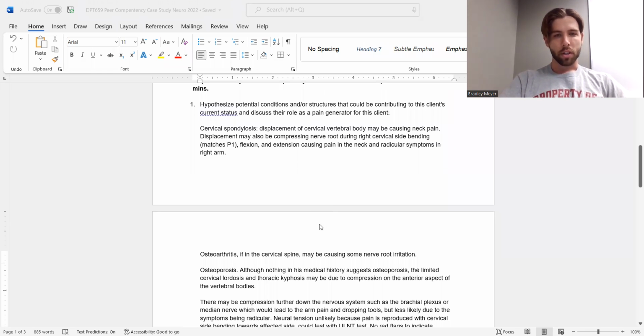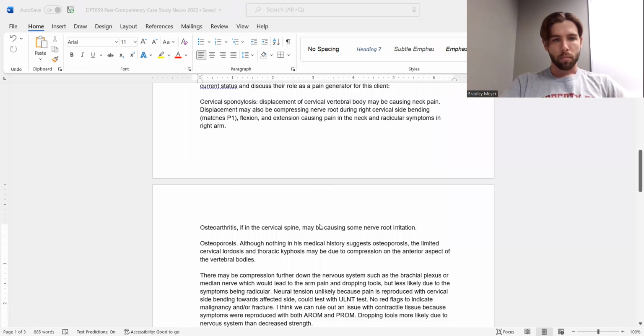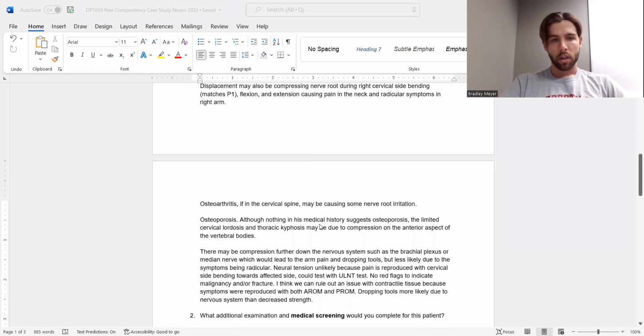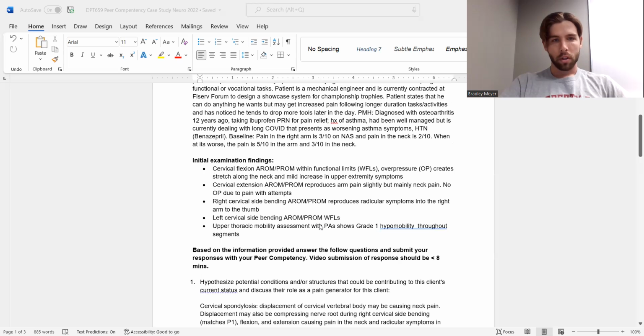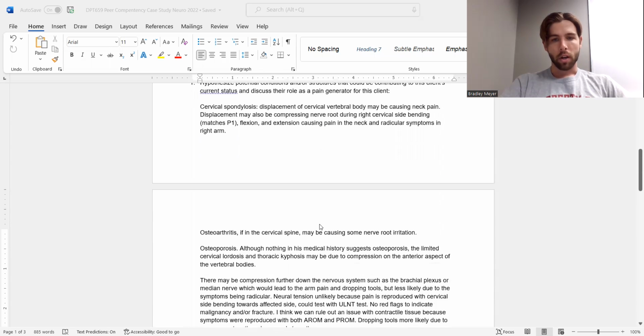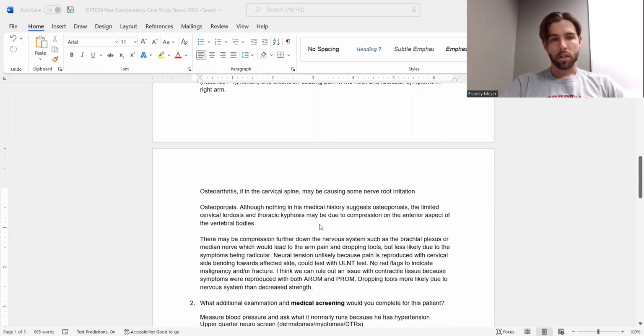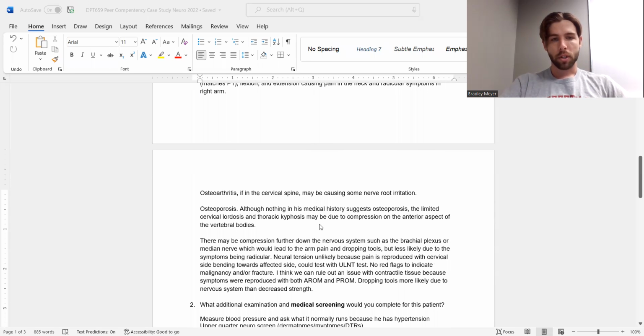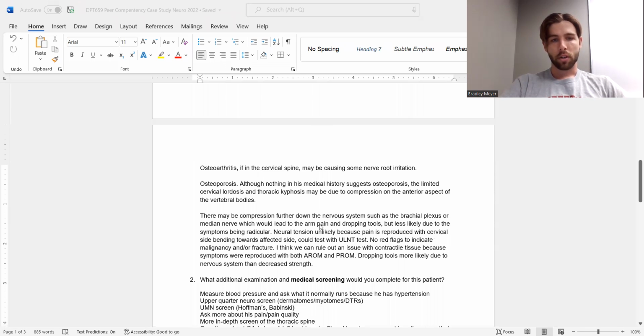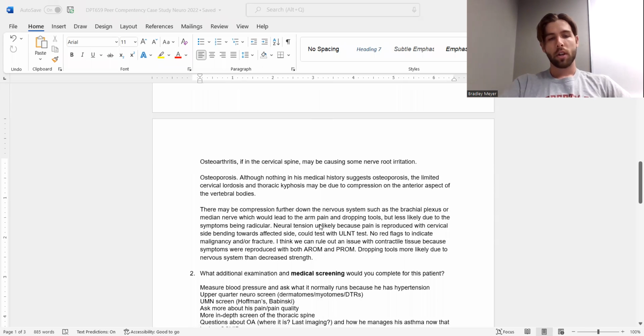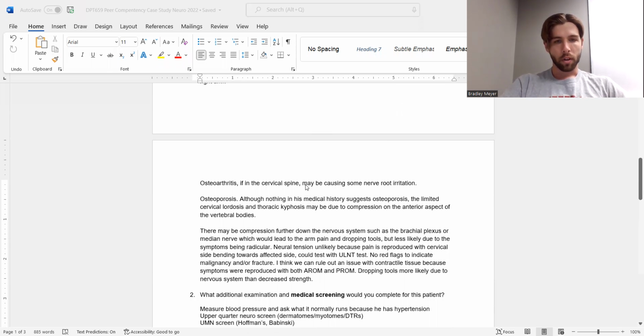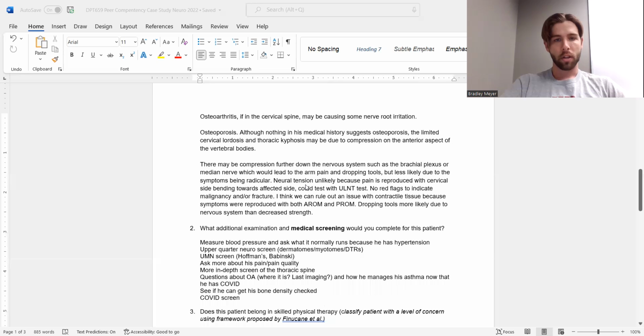Some other conditions that I thought could lead to the problems are osteoarthritis, which he was diagnosed with 12 years ago. Might also be causing some nerve root irritation. Osteoporosis. There was nothing in his medical history that suggested osteoporosis, but possibly the limited cervical lordosis and thoracic kyphosis could be the result of compression on the anterior vertebral bodies. So that might be contributing to the pain.